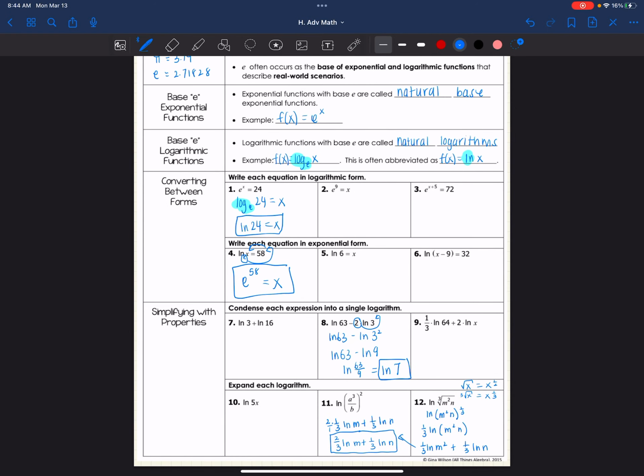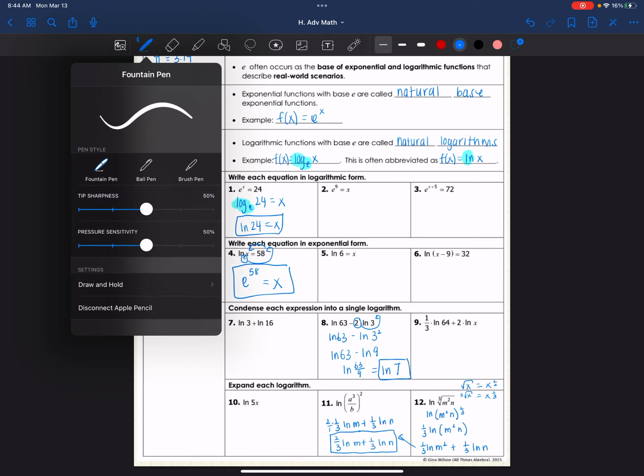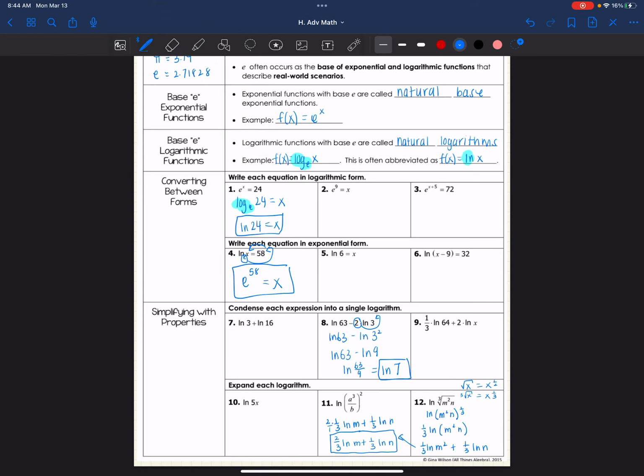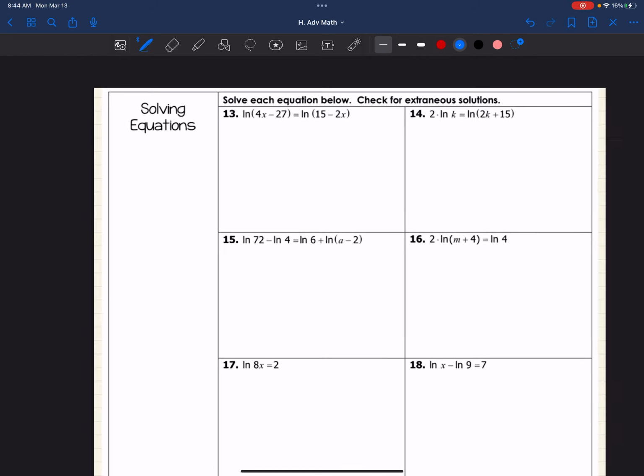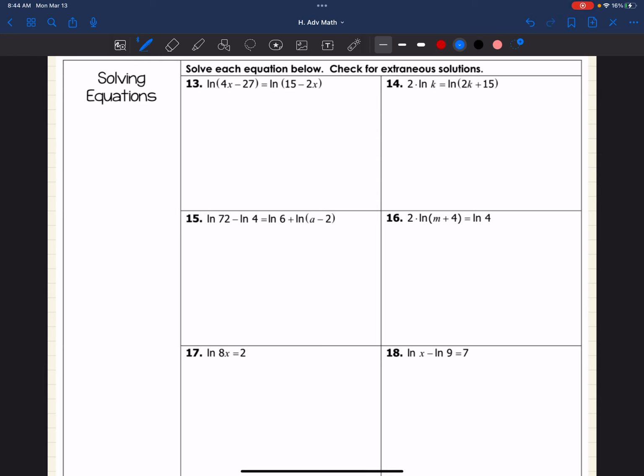Okay, so this should hopefully be a refresher of condensing, expanding, rewriting, and converting between forms that we've done before. You're just doing it with a new type of function, the natural log function. So let's do the back ones. These are also things that you need to know how to do with natural logs, just solving them.